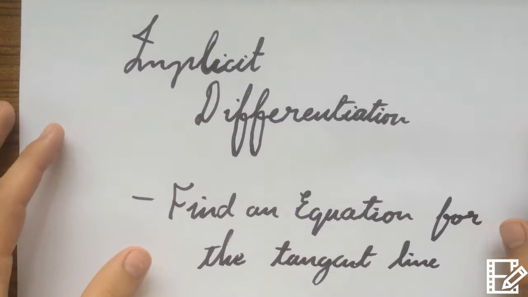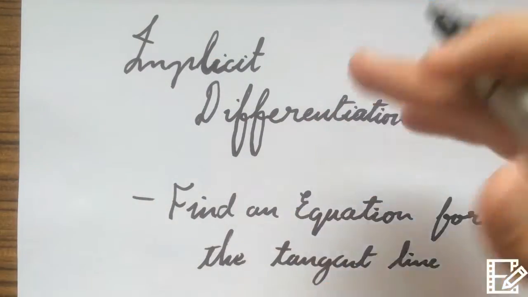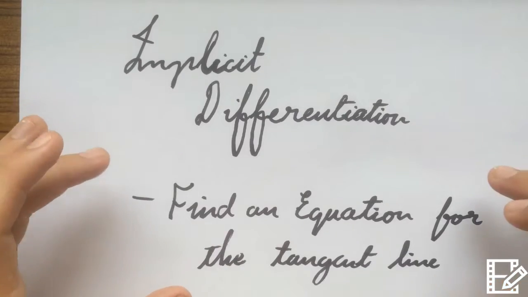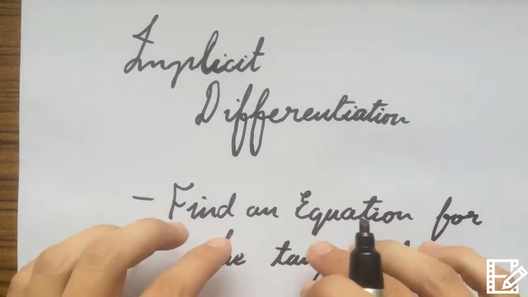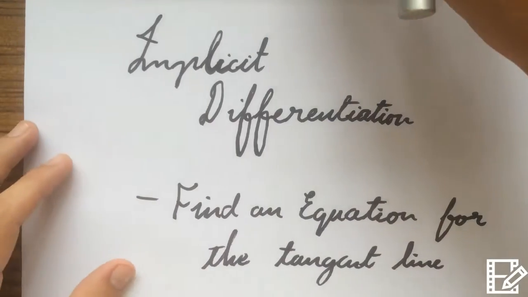I'll be showing you how to implicitly derive equations, and we will then find an equation for the tangent line on a graph at a certain point. Okay?